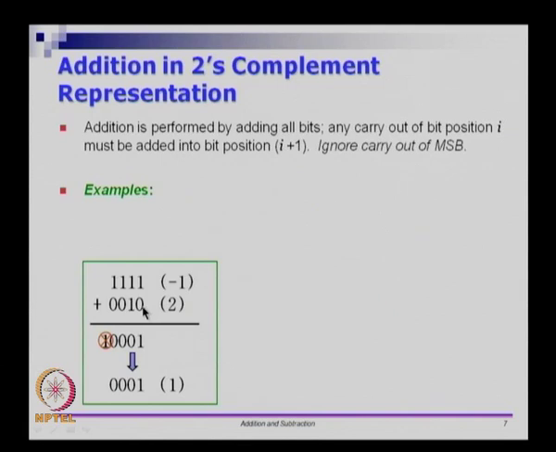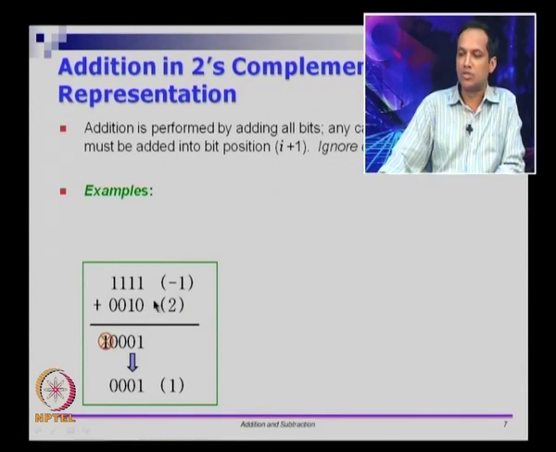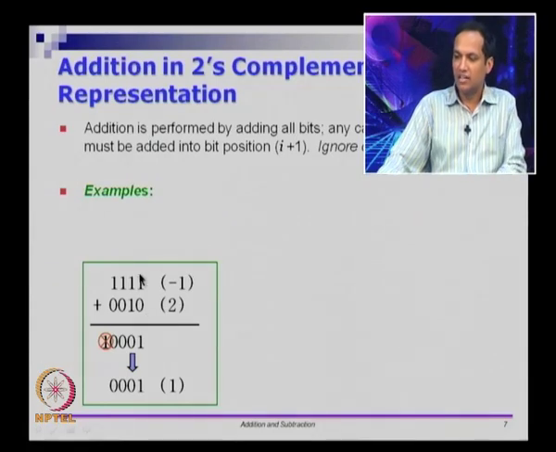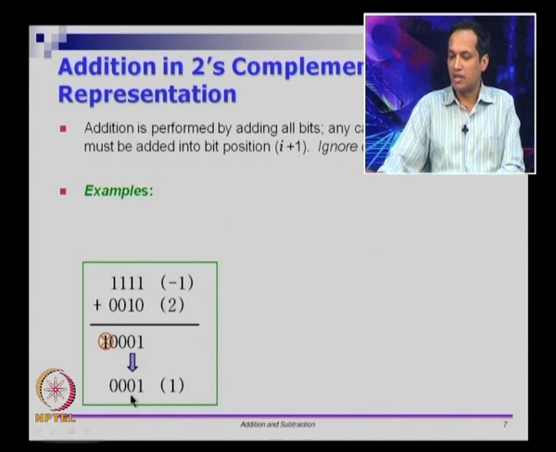If I take 1 1 1 1 and I add 0 0 1 0 to it, let us forget what the values are for a while. If I tell you that both are 2's complement numbers and I want you to add, you just add these as they are. This generates a carry 1, you ignore it, take only the last 4 digits and put that as the result. Let us see whether this is correct first of all. 1 1 1 1 is minus 1 and 0 0 1 0 is 2 in the 2's complement representation. The result seems to be 0 0 0 1. If you interpret that in 2's complement, the result is 1.